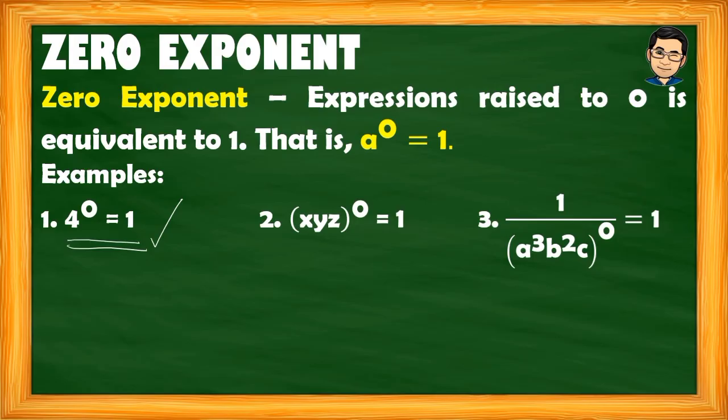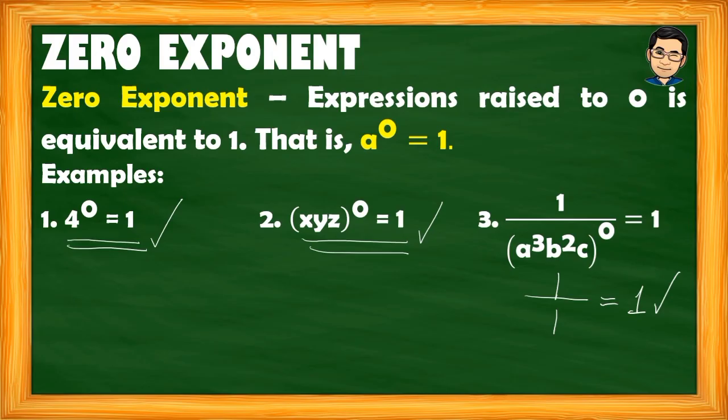So kahit isulat mo pa yung mga letters ng English alphabet, A to Z, as long as naka-raise sa 0 yung buong term, yung buong polynomial, that is equivalent to 1. Next, 1 over the quantity of a cubed b squared c raised to 0 is equal to 1 also. Kasi sa baba, magiging 1. And then yung numerator nga, 1. So 1 over 1, that is 1.